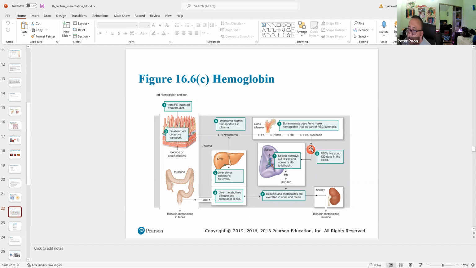Okay. So iron goes into making heme, and it's pumped into red blood cells. As the red blood cells die, the spleen takes care of the old ones and converts the heme group to bilirubin. The iron gets recycled. Some of the iron gets lost in the feces and stuff like that, but most of it gets recycled. Okay, and then that's the bilirubin metabolites and stuff.